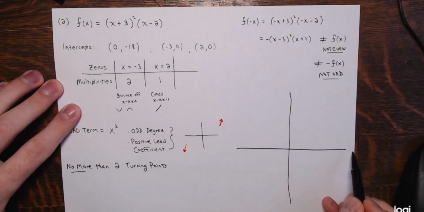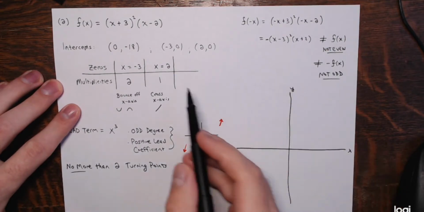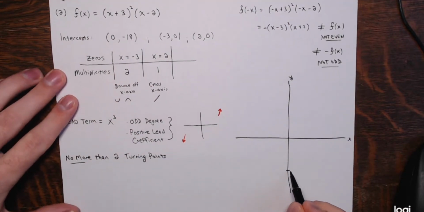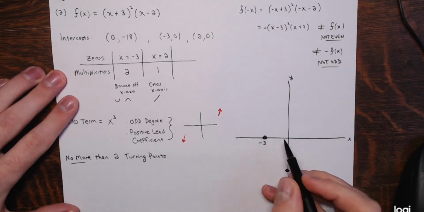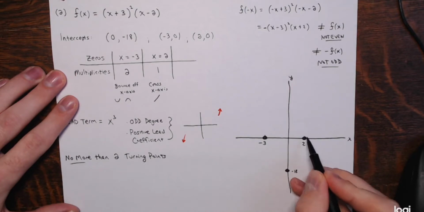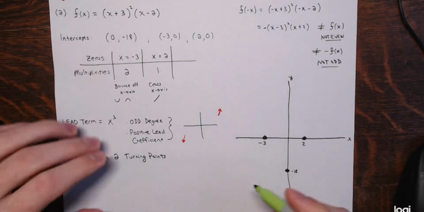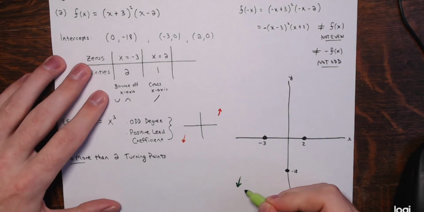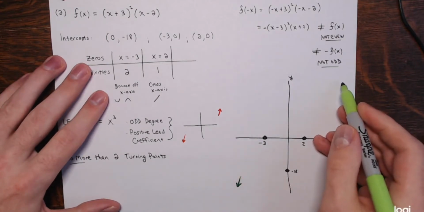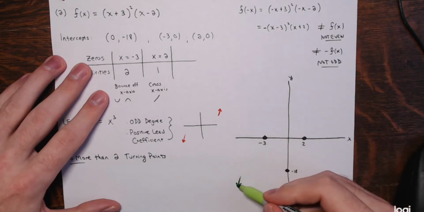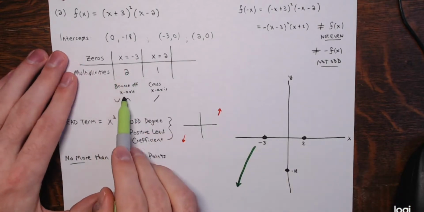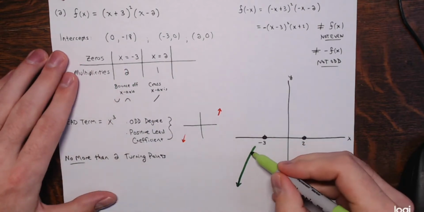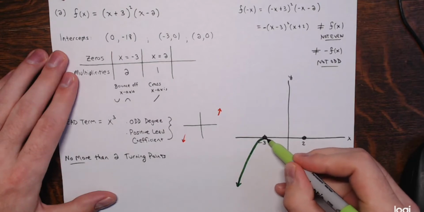So here's x-axis, y-axis. 0, -18 is the y-intercept. -3, 0 is one of the x-intercepts. +2, 0 is another x-intercept. And I know the graph has to be starting from down here and then ending up going up to the right. So starting from down here, I have to increase until we get to -3, 0, and at -3, 0, the graph is going to bounce off the x-axis like a parabola, like a degree 2. The multiplicity was 2, so something like that.